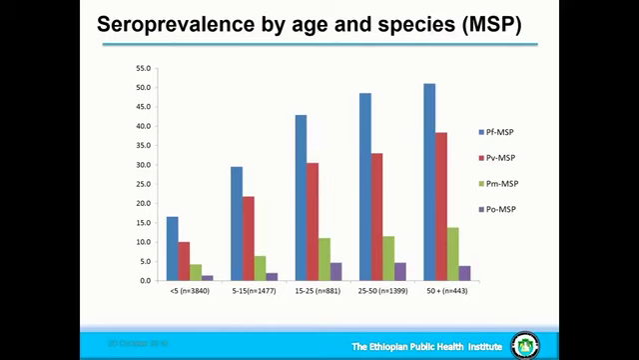In terms of age, again, we have seen that response increases with age. It's actually expected because it shows exposure over a lifetime. We have a similar increase of prevalence for the rare species, but again, it's not comparable with the main malaria parasites.